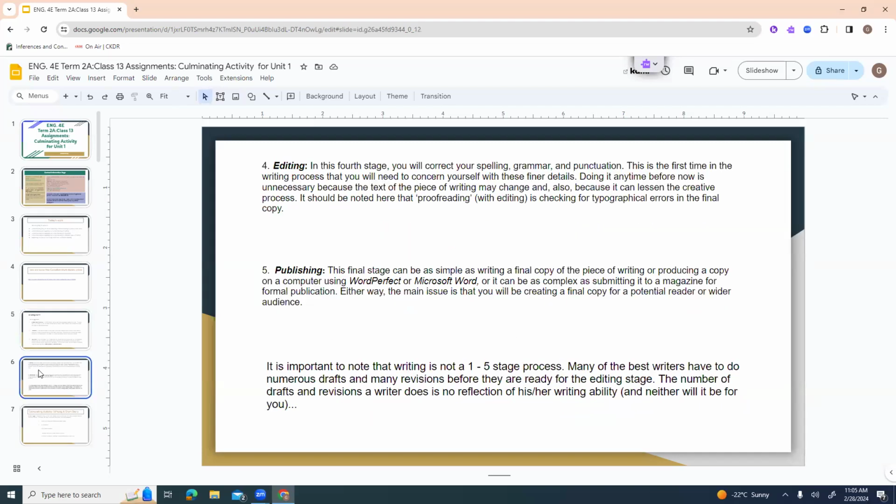All right. Stage 4, editing. Sometimes people confuse revising and editing. Editing is where you're going to do all the little fussy bits where you look at your spelling, your grammar, your punctuation.